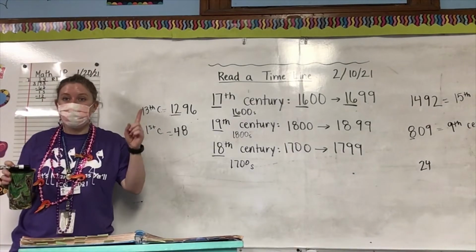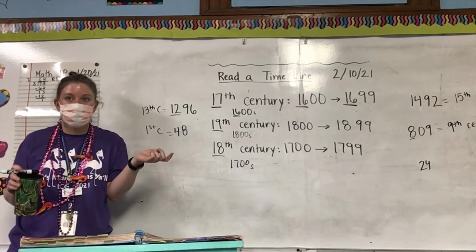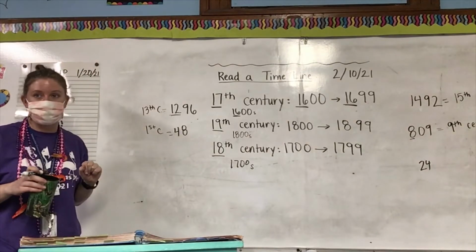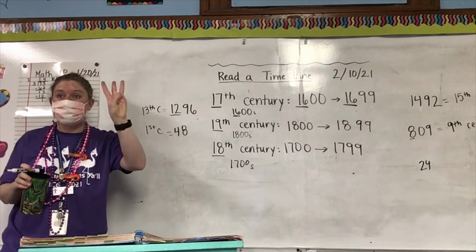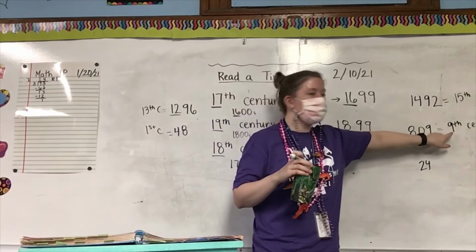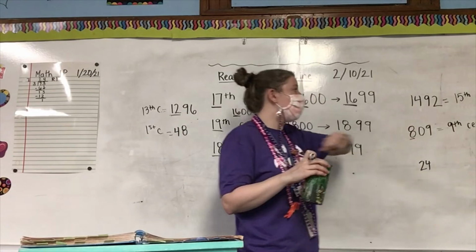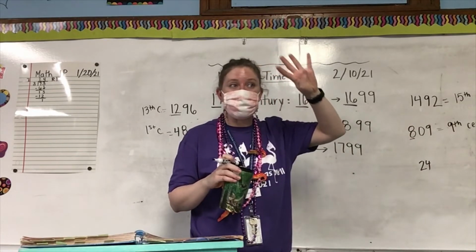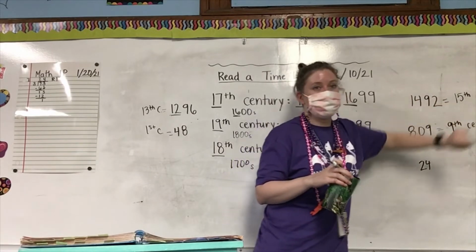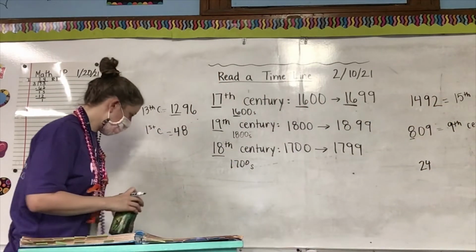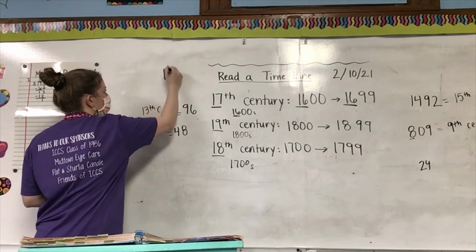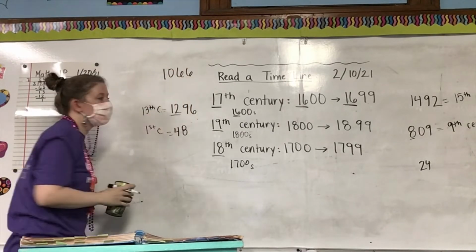1st century is the year 1 to the year 99. So that means 1 or 2 digit years happen in the 1st century. If it's 3 digits, you add 1 to the first digit to get the century. If the year has 4 digits, you add 1 to the first 2 digits to get the century. So this year, 1066.